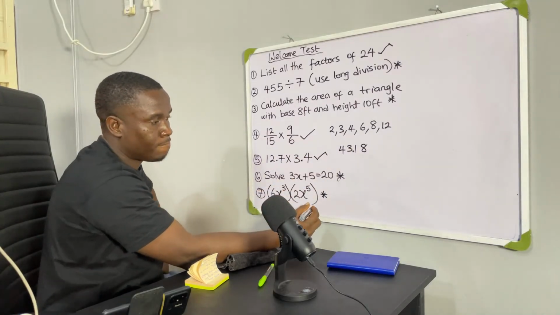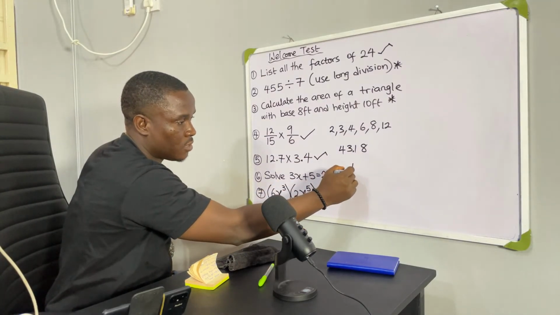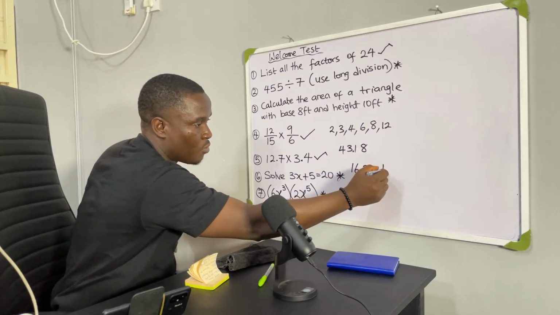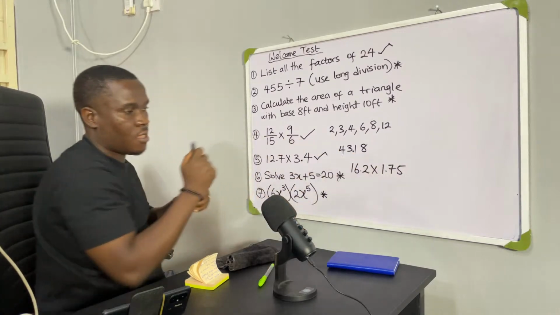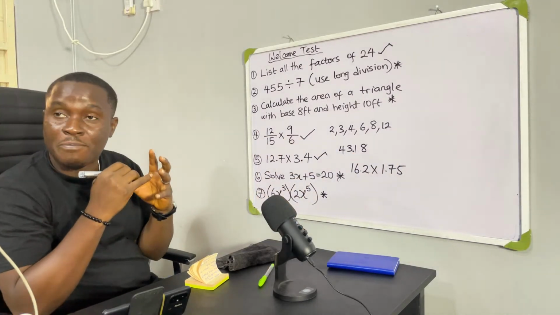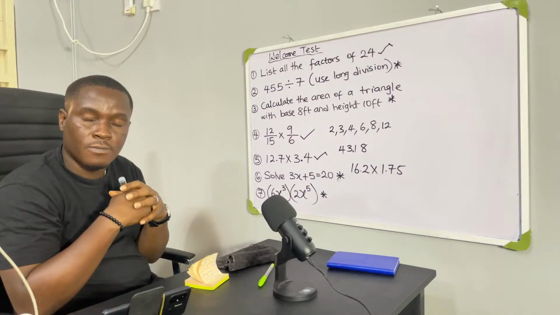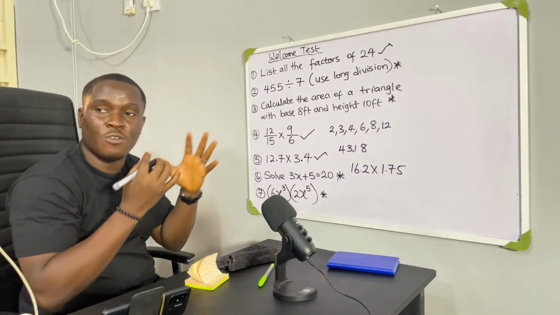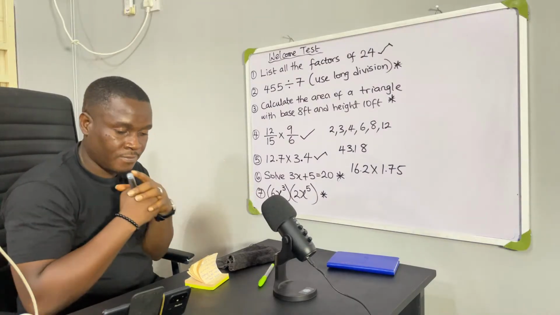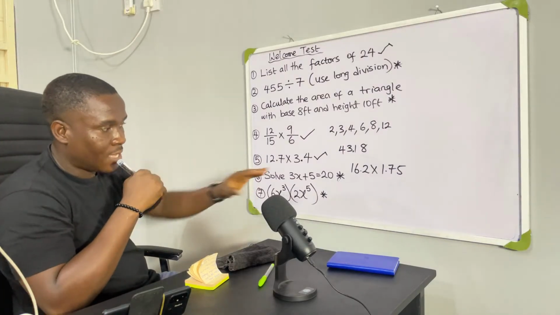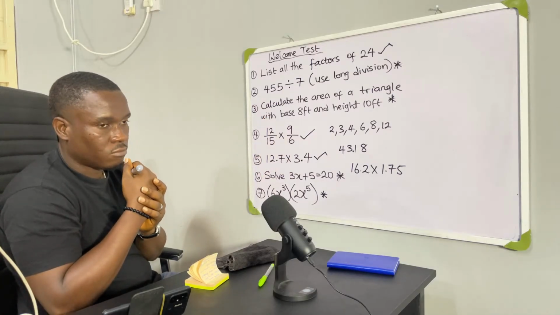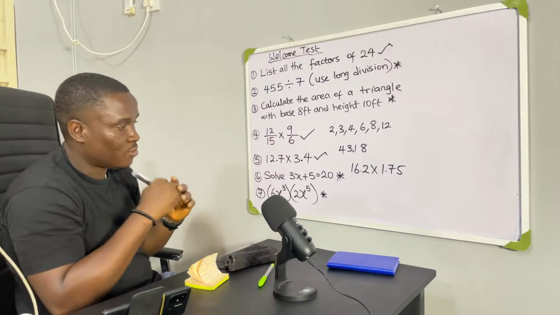Okay. So if you have 16.2 multiplied by 1.75, how many numbers are after the decimal point? 3. Therefore, when you want to write your final answer, 3 numbers will be after the decimal point, right? Okay. So this one is easy, we've concluded on that, so it's not difficult.